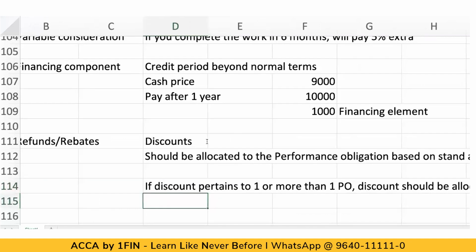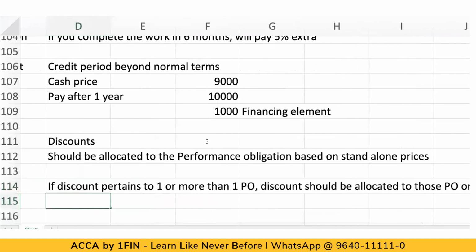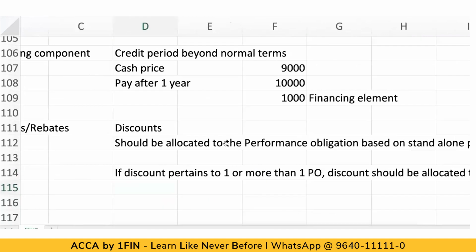Meaning to say, if there are 5 performance obligations or 5 items to be delivered, and the discount is related to only one item, if that can be identified, then you should allocate the discount to that specific single item only. You should not allocate the discount to all the items.